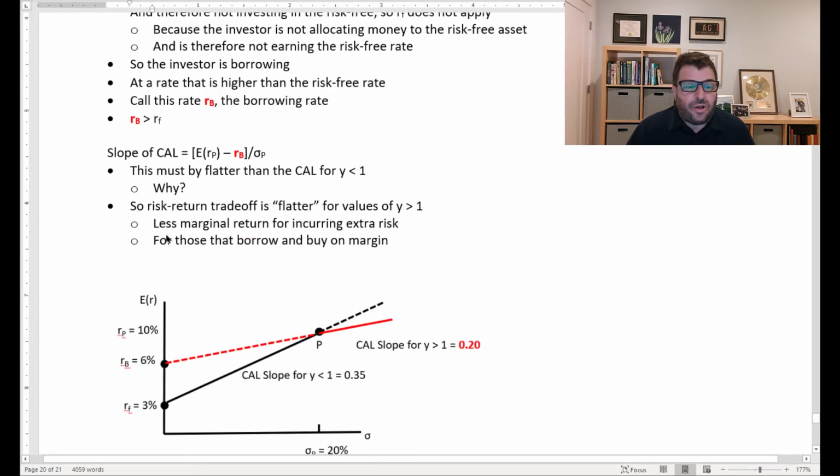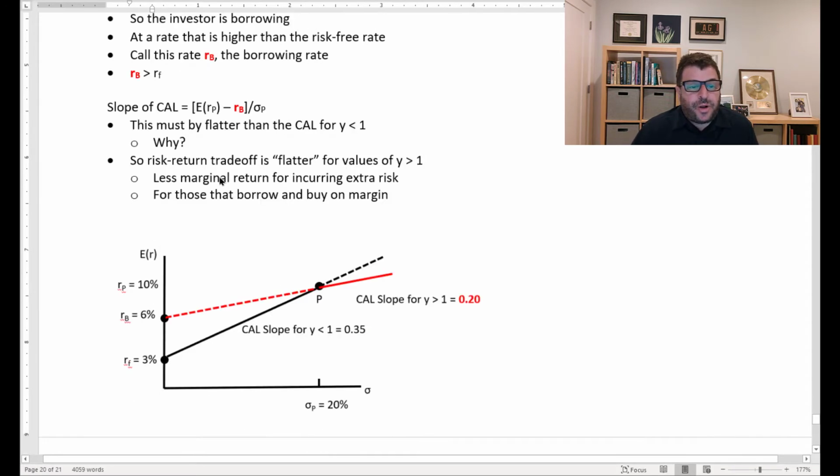And so the slope of the CAL for any value Y greater than 1 is actually going to be this slope, where we substitute RB for RF. Since RB must be larger than RF, it must be a flatter CAL than for Y less than 1. Again, because you are going to be paying a higher rate. And so the risk-return trade-off is flatter for values of Y greater than 1. There's less marginal return for incurring extra risk. And given essentially where we are with these very, very high borrowing rates, you better be hoping to make a lot of money on this borrowed cash.